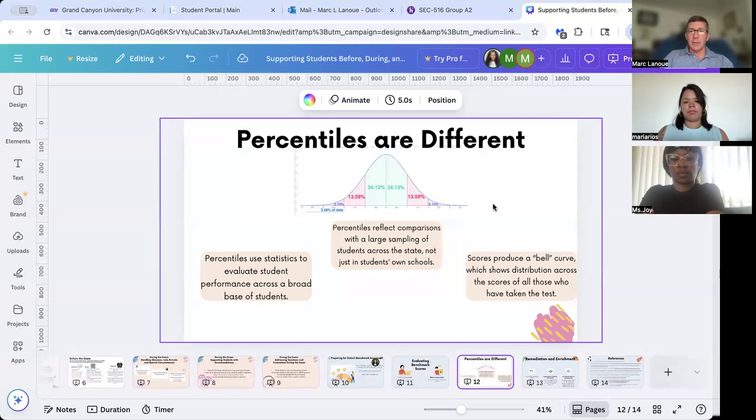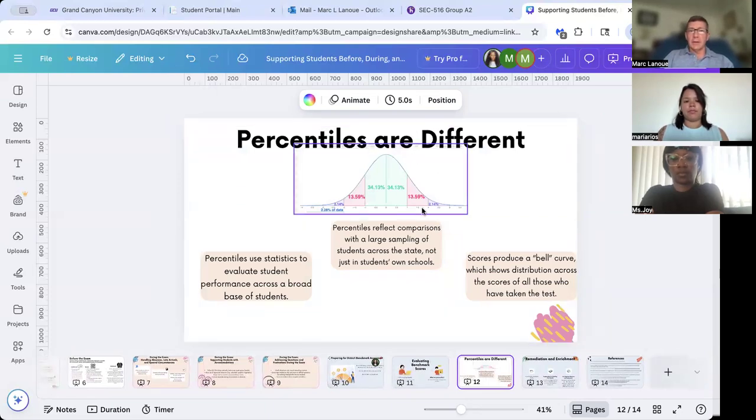Percentiles are different because they produce a bell curve. That is, most students are going to have a score within this realm, that is the center realm on the bell curve. So they produce a bell curve which shows distribution across the scores of all those who have taken the test.